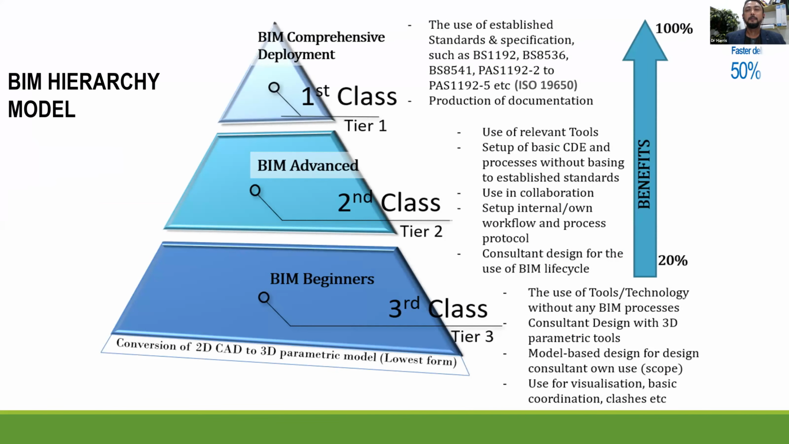And implementing BIM is not just one way. There are several tiers of implementing BIM. Third class implementation of BIM is by only using the tools without the process. You only have a 2D, you get a 3D, and then you convert from the 2D to 3D. That is a third class of implementing BIM, where you won't get a high benefit of BIM. Then, to get a better benefit of BIM, you need to have relevant tools with a CDE.